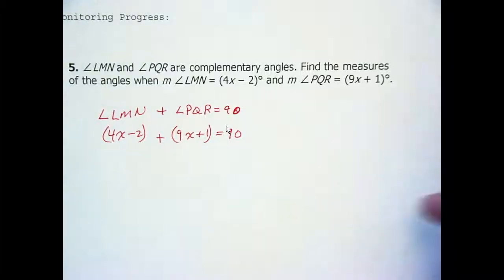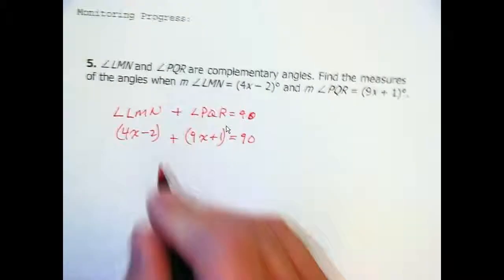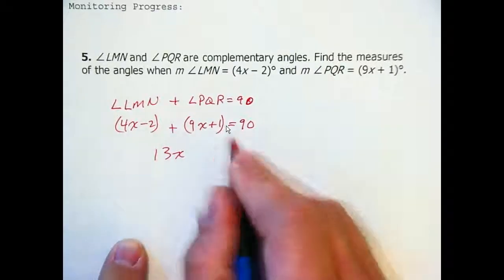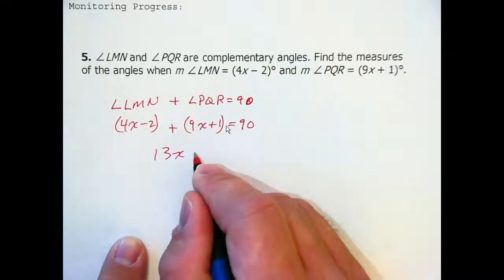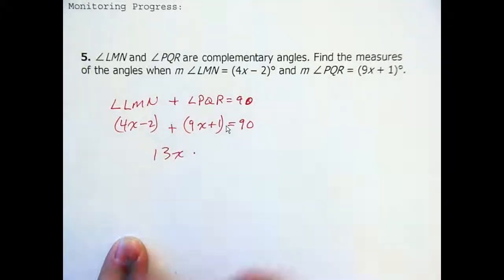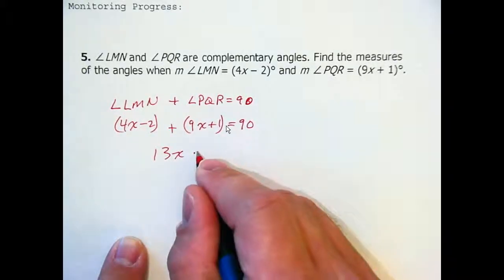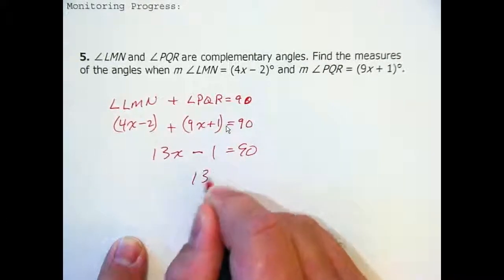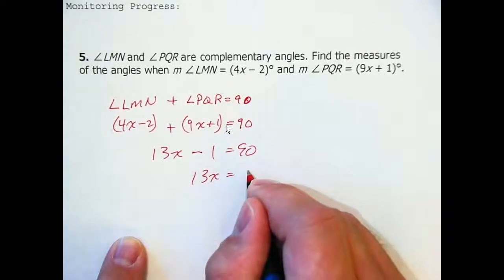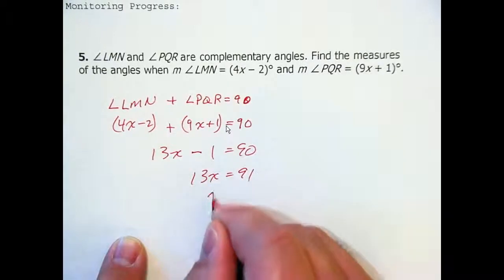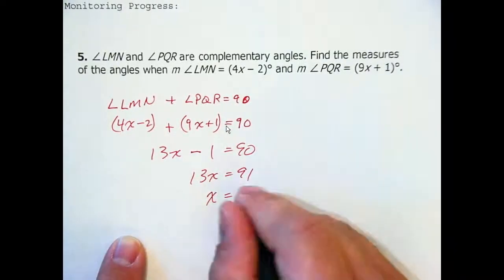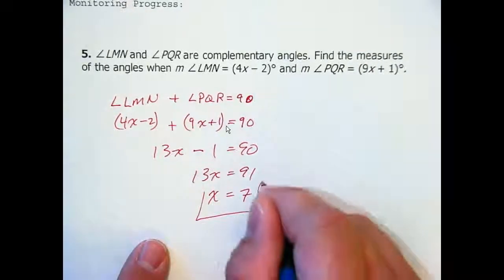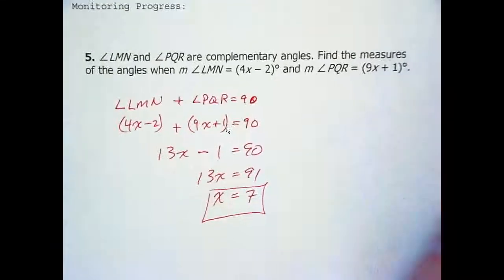All right. So combine like terms, how many x's do we have? 13 x's. How many units do we have? Units means how many numbers without variables? Negative 1 equals 90. 13x equals? 91. So x is? 7. All right. Do we find it? We done? Tell your neighbor what's wrong with that answer.